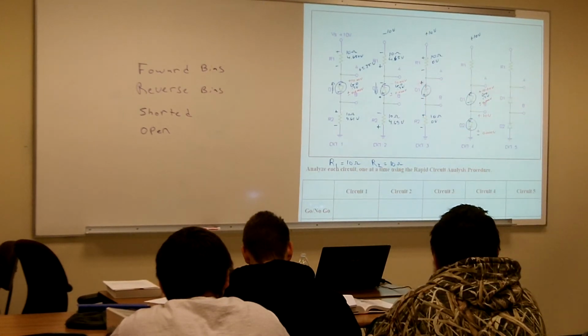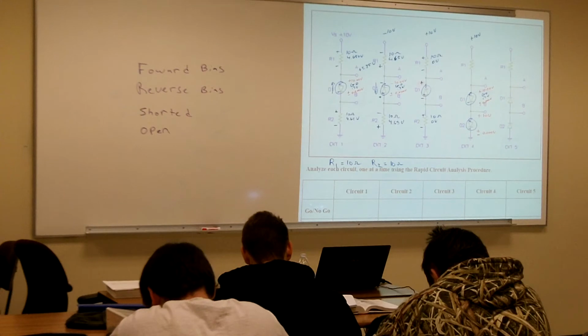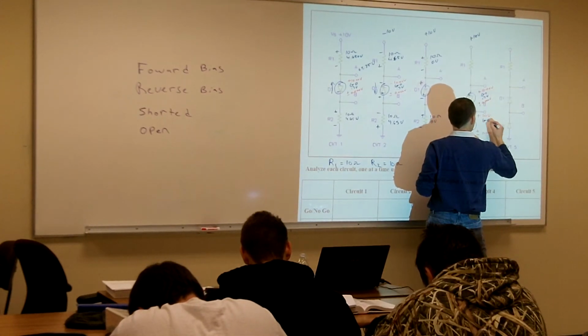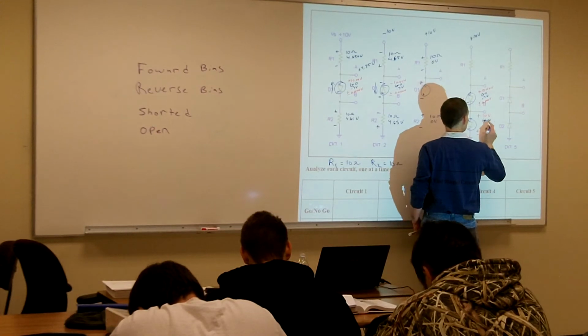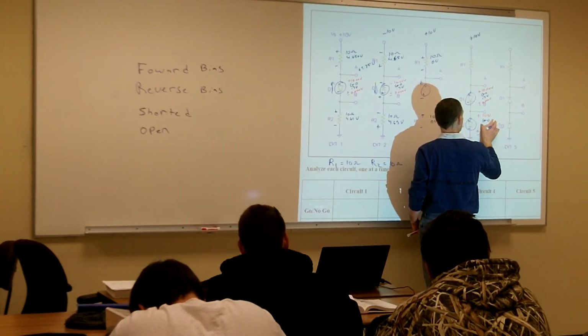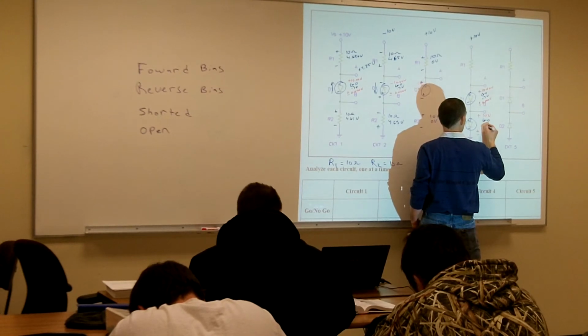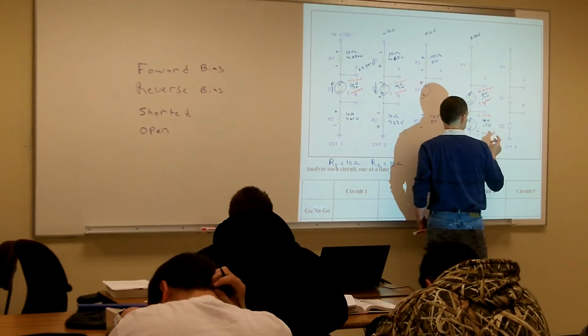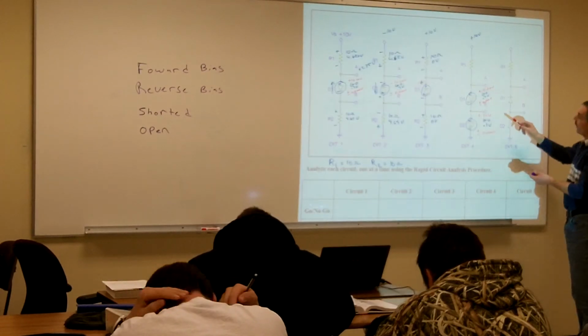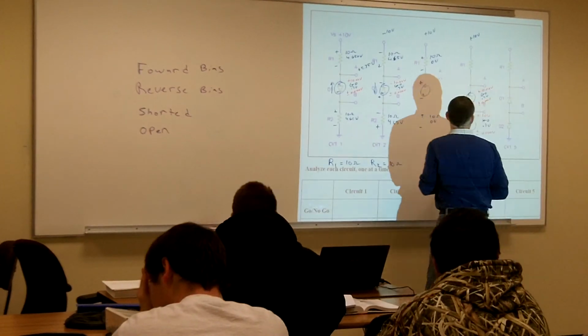So is that diode a go or no go? Go. That's a go. And it's going to drop its voltage first, and it's going to drop what for voltage? 0.7 volts. Okay, so now each one of those is dropping its 0.7 volts.